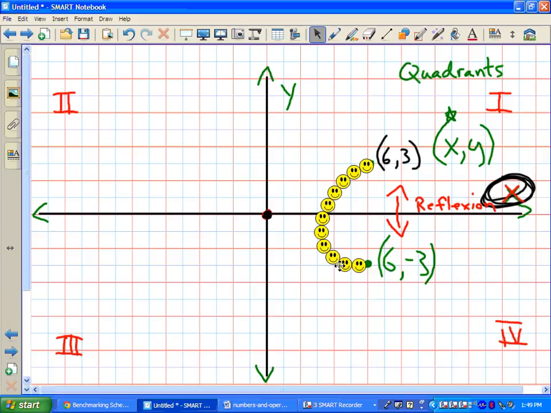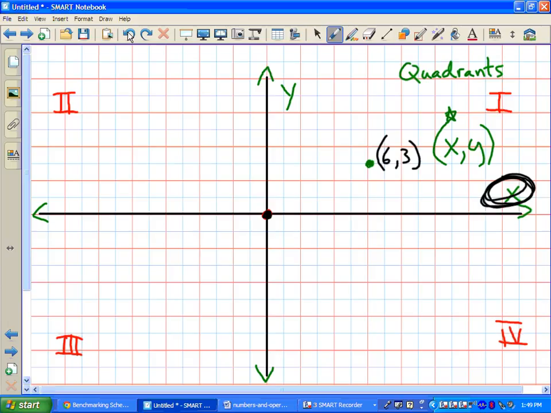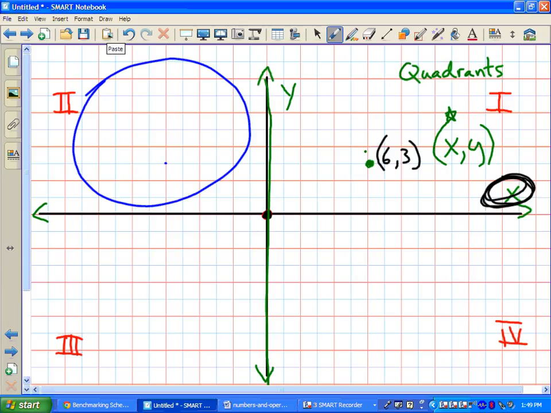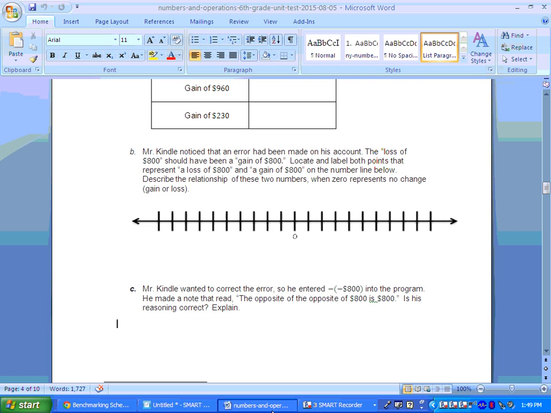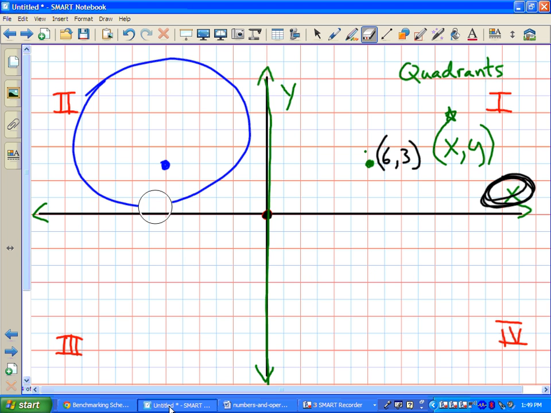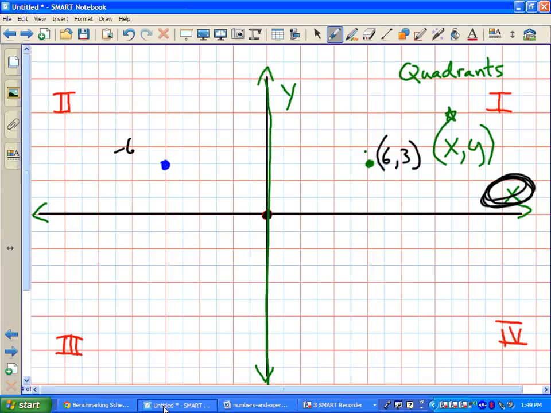Okay. Let's do a reflection over the y-axis. This time, here is y. It's vertical. So we're going to jump over here somewhere. If you remember about the x, we're still going to have a 6 and a 3, but one of them might be negative and one of them might be positive. So let's go over here. Go 6, 1, 2, 3, 4, 5, 6, and let's go up 3. 1, 2, 3. This would be the mirror image of our coordinates. So the mirror image for here would be negative 6, 3.